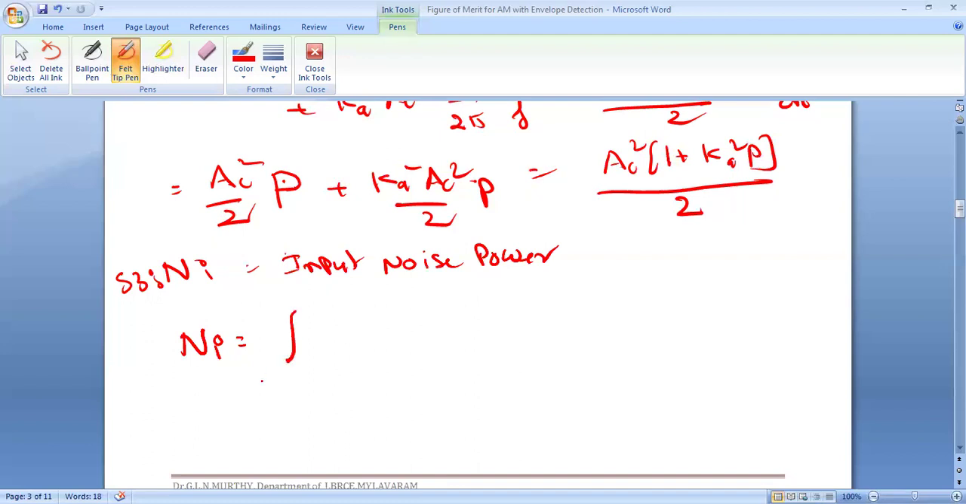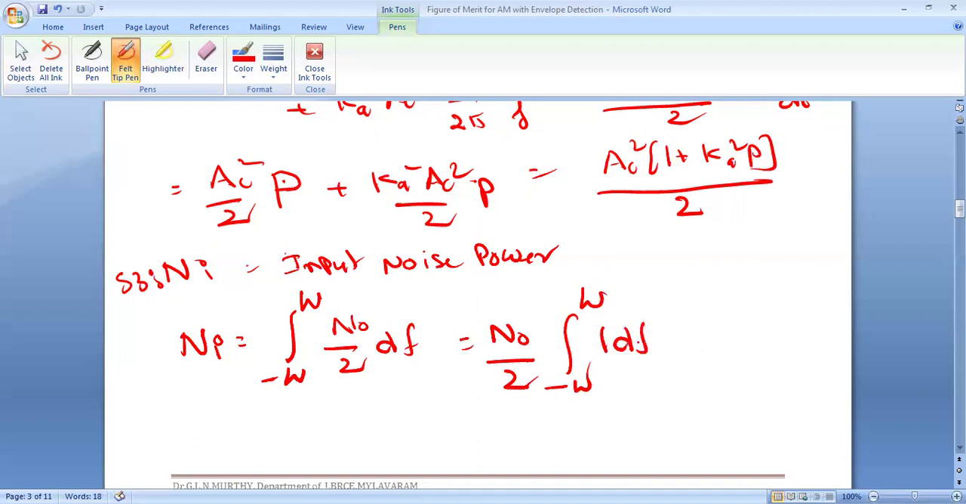So it is estimated over the message bandwidth, minus W to plus W, N naught by 2 dF. N naught by 2 is a constant, so taking it outside, minus W to W, 1 dF. Integration of 1 is F, so with upper limit W and lower limit minus W, W minus of minus W is 2W. So this cancels, and this will be equal to W N naught.